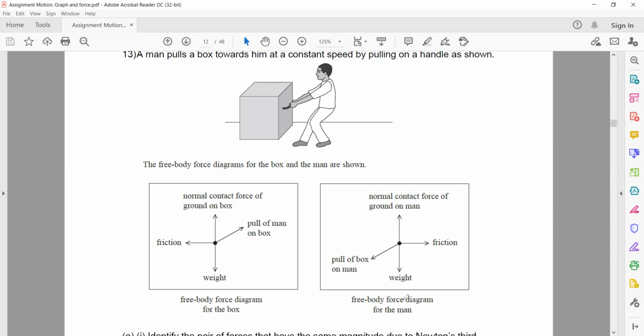And then the free body force diagram on the man: the pull of the box, and the friction force is there for the man because he's trying to move. The friction is opposing his motion as he pushes the ground, so friction is towards the right hand side, the normal contact force is up and the weight is acting down.